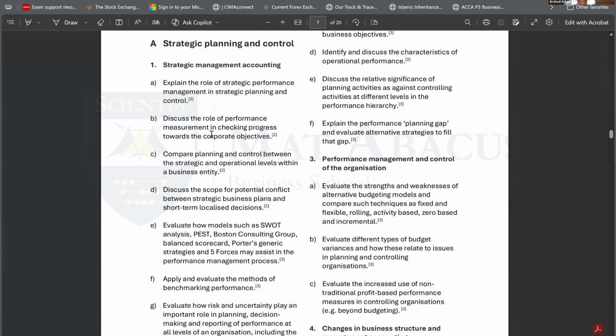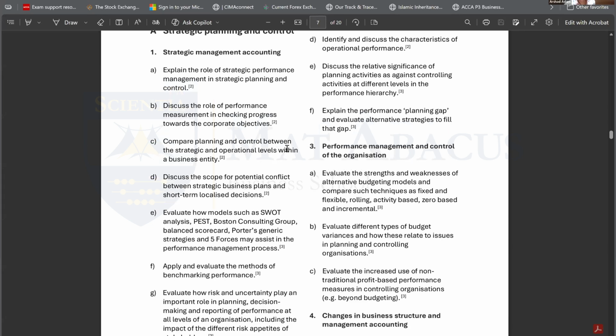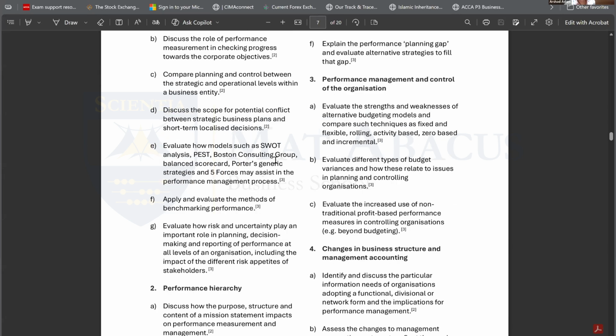What is corporate objectives, setting corporate objectives? SWOT, BEST, BCG, balanced scorecard, 5 forces. You've either done any of these in your SBL, or balanced scorecard can be in SBL, is also in PM. You see? You will look at budgeting models such as flexible budgeting, fixed budgeting, rolling budgeting, activity-based, zero-based, incremental budgeting, we've done in PM.